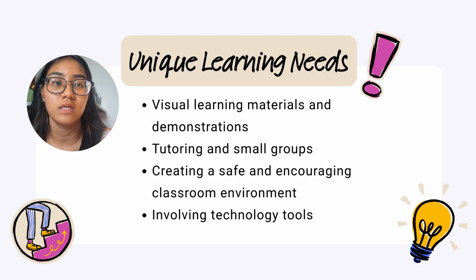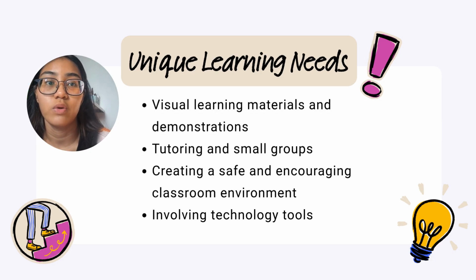Okay, the unique learning needs. Firstly is visual learning materials and demonstration. We need to implement this because she doesn't understand our language as much as we do. By showing her visually and demonstrating slowly, she will understand slowly also. When visual, we should show both languages, in English and her first language, so that other students can understand, and her as well.